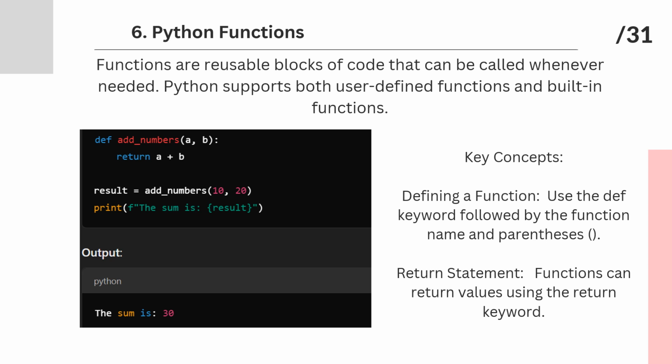Python functions. Functions are reusable blocks of code that can be called whenever needed. Python supports both user-defined functions and built-in functions. To define a function, use the def keyword followed by the function name and parentheses. Return statement: functions can return values using the return keyword. So here you can see this is the def function, and this is the return statement, and this is the output of this code. The sum is 30.